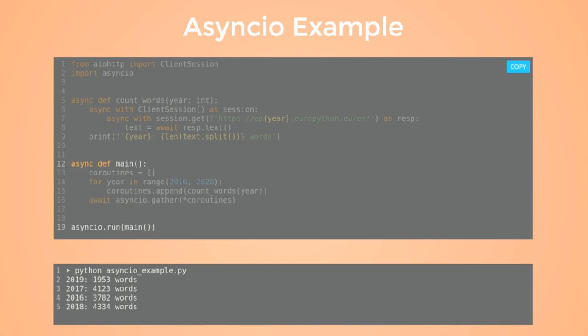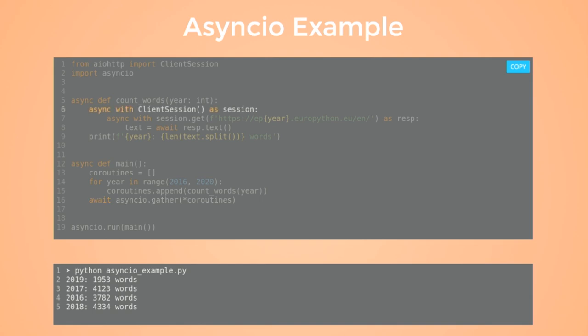if you haven't got an event loop running. So our main coroutine is simply calling our count words coroutine, which I'll get to in a moment, and putting the result of that, which is a future, into a list. And then lastly, we use the special coroutine asyncio.gather to wait for the results of those four coroutines, and once they've finished, proceed.